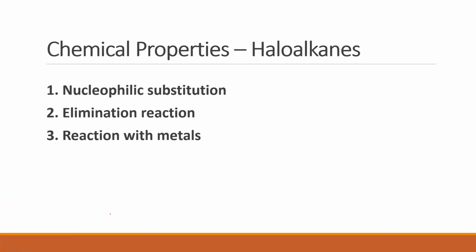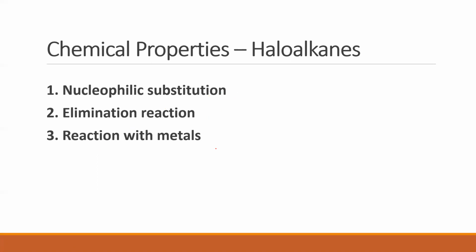When we look at the chemical properties of haloalkanes, they basically show three kinds of properties as shown. The first one is called nucleophilic substitution. The second one is called elimination. And the third one is reaction with metals. So nucleophilic substitution, elimination, and reaction with metal. These are the three broad areas under which we will be understanding the various chemical properties of haloalkanes.